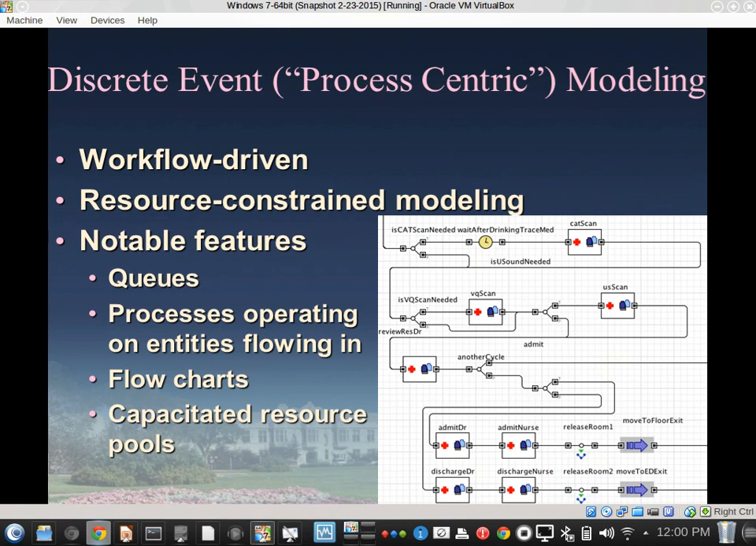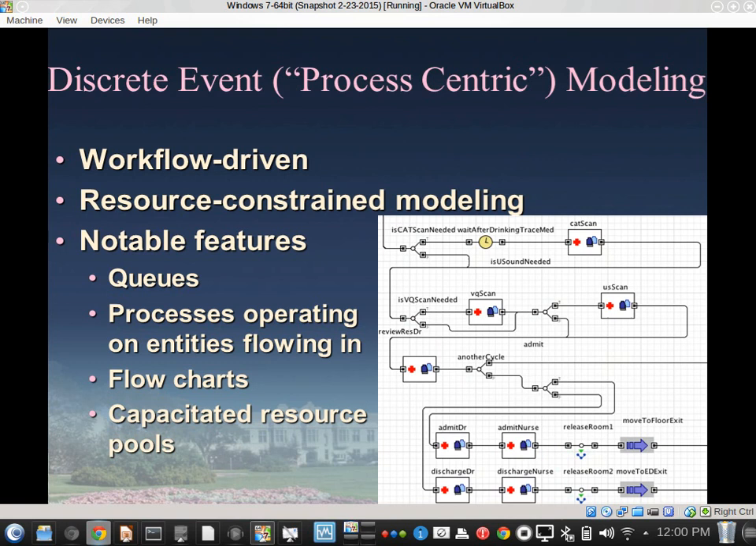Whether a CAT scan is needed, and if so, they undergo a CAT scan, otherwise VQ scanner and ultrasound, et cetera. And they're put through these processes. And there are well-defined operators that are used to build up these models. They're quite transparent. Lots of people can understand them. They're quite accessible. And the key thing here is that we're describing the processes that operate upon the entities.